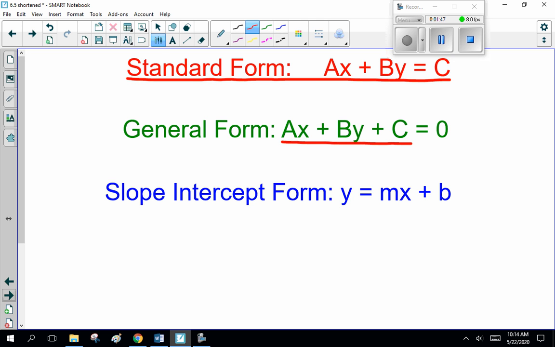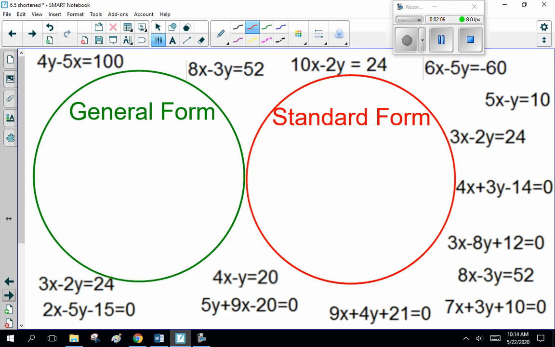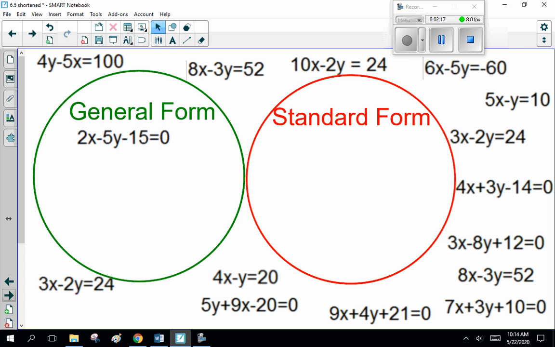So how would you turn the standard form to general form? Move the c over, subtract c from both sides. So subtract c from both sides to write it as the general form. But the general form and the slope-intercept form are the two I want to talk about today. Just to be on the safe side, what does the general form look like? Well, the general form is like this, all together equals 0.